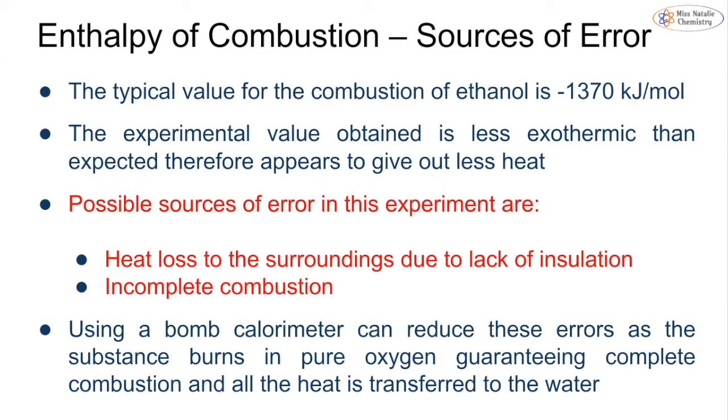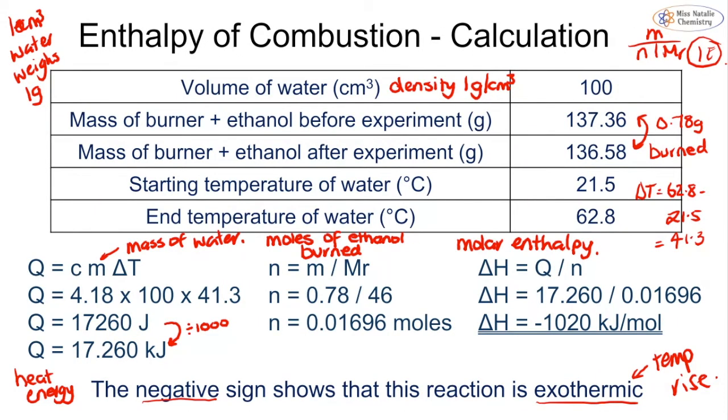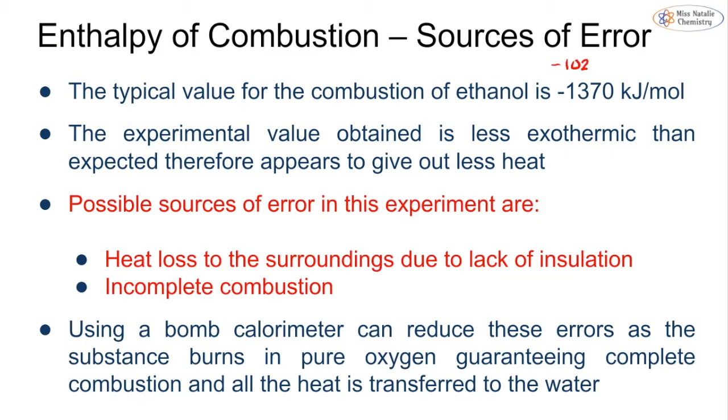Now, a typical value for the combustion of ethanol is -1,370 kilojoules per mole. Now, just to remind you, our answer was 1,020. So our answer is a little bit lower than what it should be. Now, the reason for this is we have possible sources of error, and this is a very, very common exam question, so I would strongly recommend that you learn these sources of error because they do come up quite a bit.